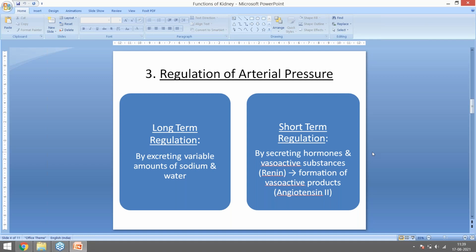So the regulation of arterial pressure occurs by means of long-term regulation, that is by excreting variable amounts of sodium and water by the kidneys. And in case of a short-term regulation of arterial pressure, this is done by secreting hormones and vasoactive substances like renin, which further leads to formation of vasoactive products like angiotensin II. Okay, so these two have an important role, renin and angiotensin II, in the short-term regulation of arterial blood pressure. And as I said, you will learn all about it in the later chapters.